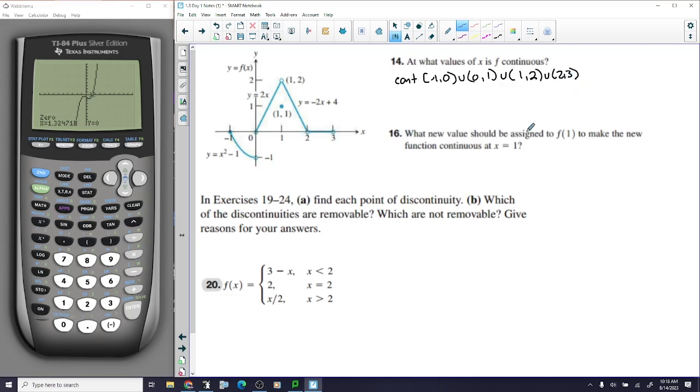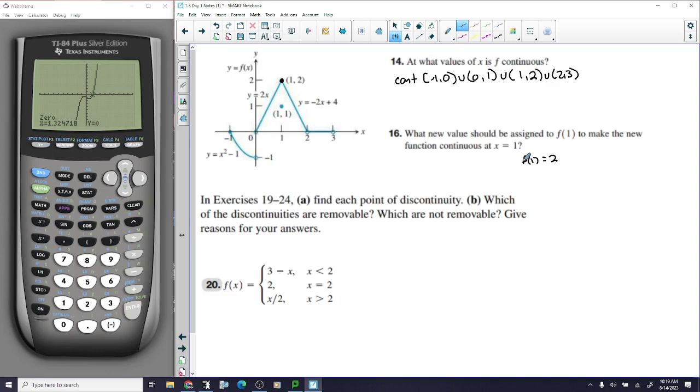What new value should be assigned to f of 1 to make the new function continuous at x equals 1? So we'd have to fill in this removable discontinuity. So f of 1, we want that to be 2. Now if we make f of 1 equal 2, we remove that discontinuity and it's continuous there.